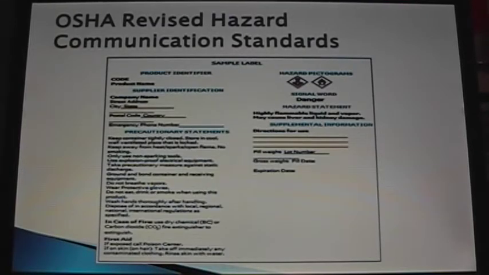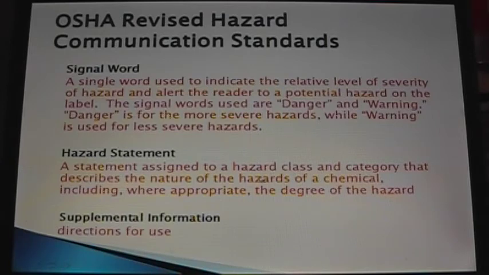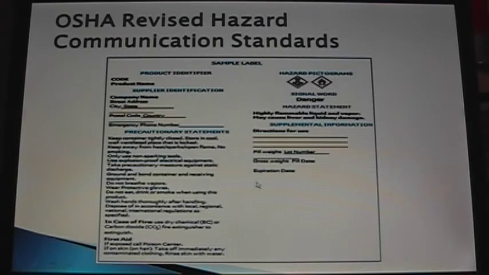Here's an example of a sample label. The product identifier will be up top, the supplier information, precautionary statements. Again, that's where first aid is located, right down there. There we go. Hazard pictogram. Remember, that's in the aware book in the Right to Know section, right after the list of chemicals, the table of contents for them. The single word danger in the hazard statement and the supplemental information.